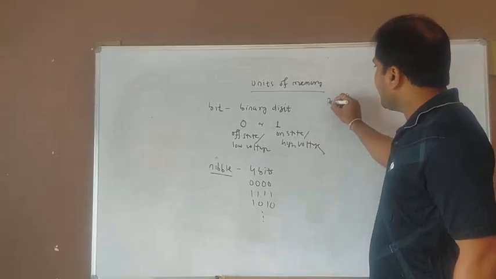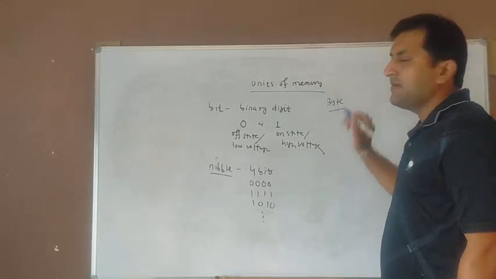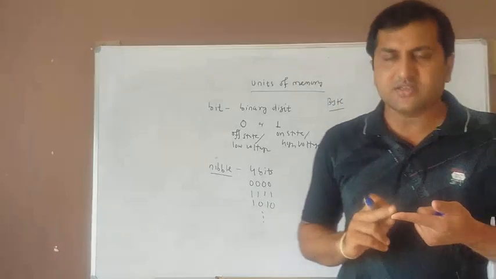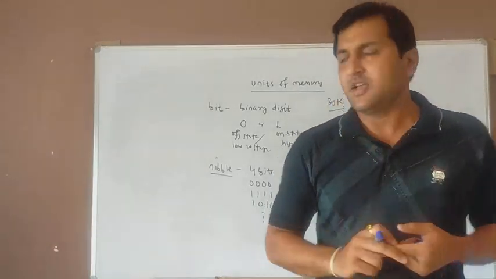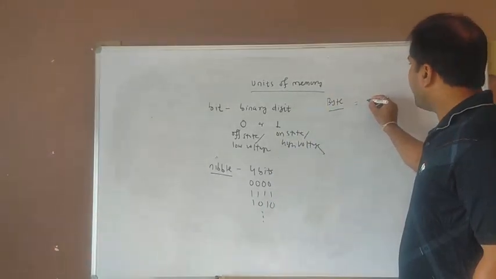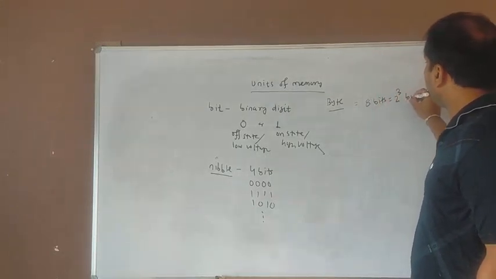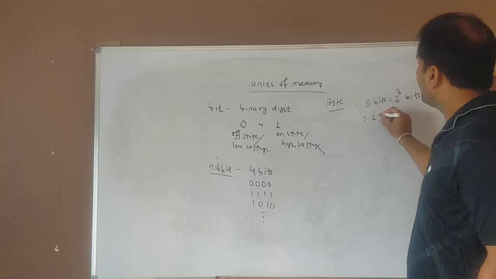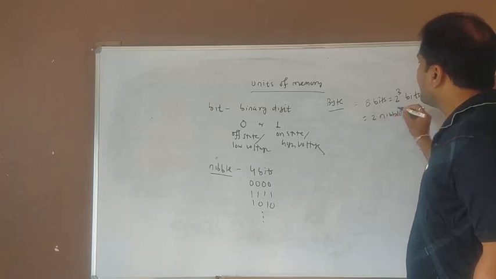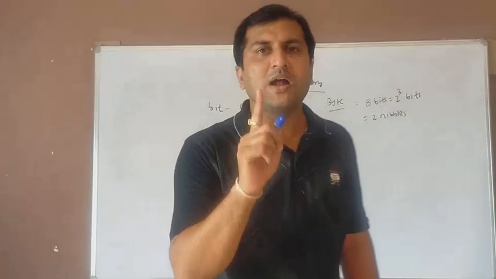The next unit is byte. 1 byte of memory represents 8 bits. So 1 byte equals 8 bits. You can say 2 to the power 3 bits equals 2 nibbles. So 2 nibbles constitute 1 byte.